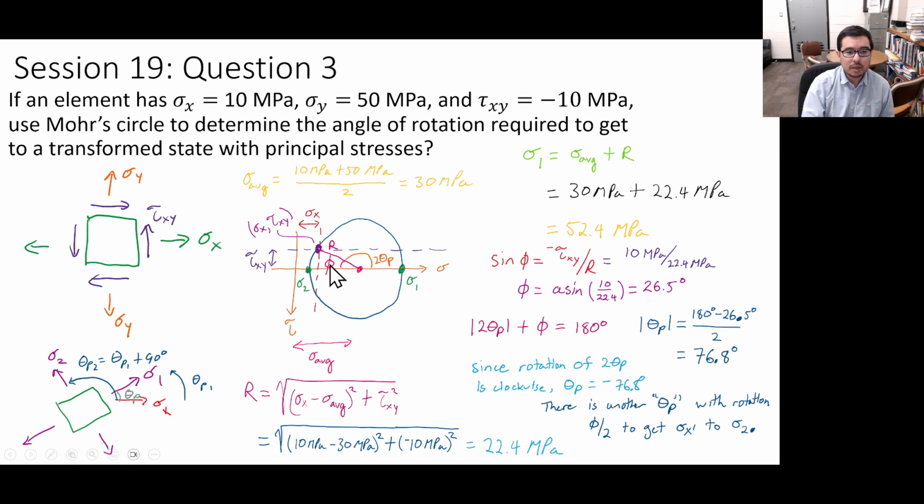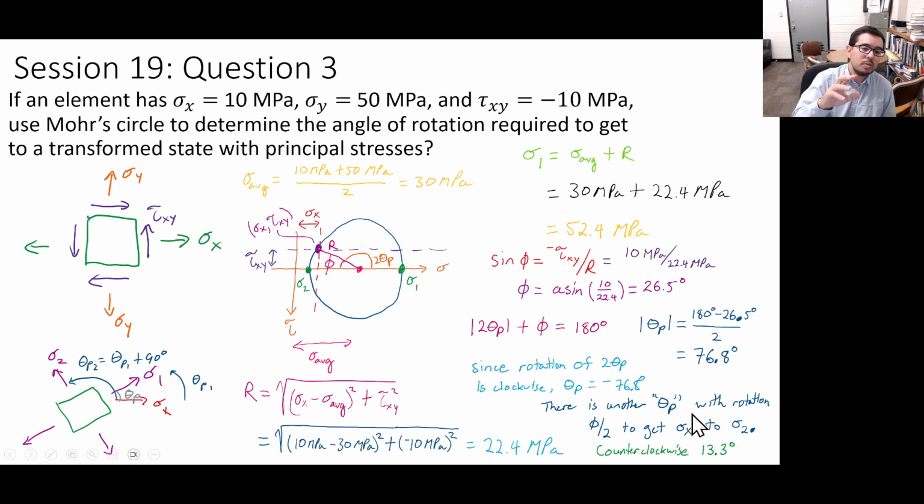So that's just taking this phi, dividing by 2, and it's actually a positive number because it is going to be going counterclockwise. So phi over 2 to get sigma x prime to sigma 2 would mean that phi is already 26.5 degrees, but theta p would be equal to 13.3 degrees. So about half of what you have for phi. Okay.